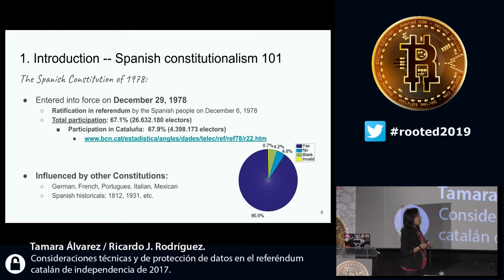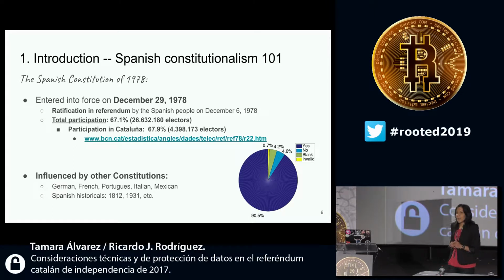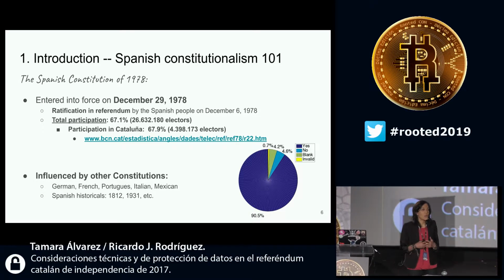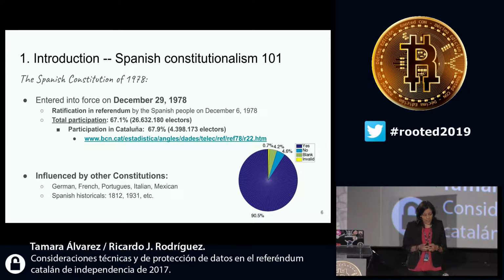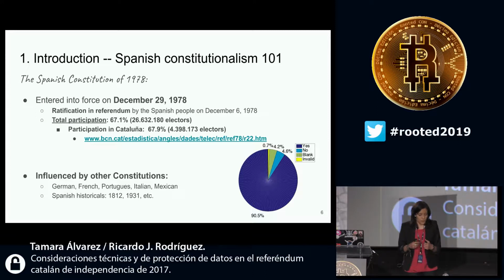As you may know, it came into force on December 29, 1978. And it's important to remember that it was ratified by the Spanish people on December 6, 1978 in a referendum. What was the participation in that referendum? Well, if we go to the whole of national territory, we have a participation of around 67.1% of the electoral census, that is, of the people with the right to vote.